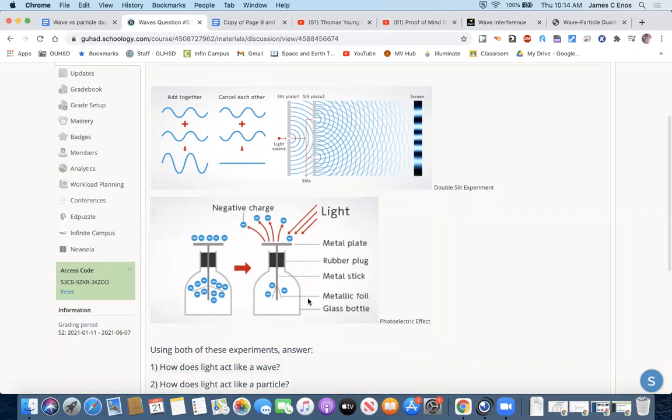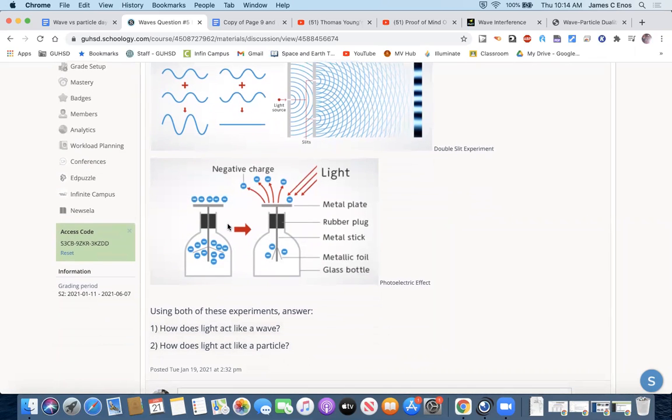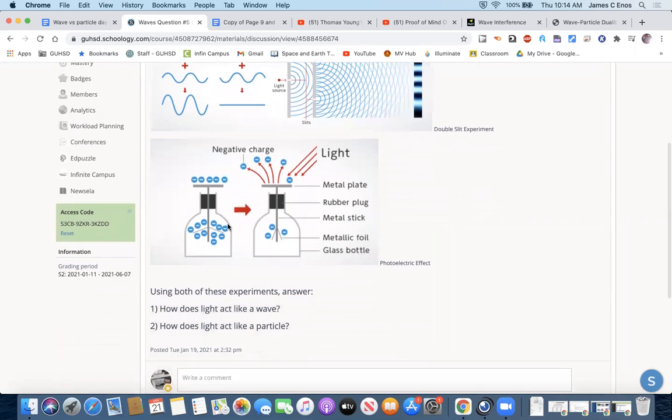We also have the photoelectric effect where light comes in, the photons of light, and knock electrons off to create a voltage. And I want you to use both of these experiments to say, how does light act like a wave and how does light act like a particle?